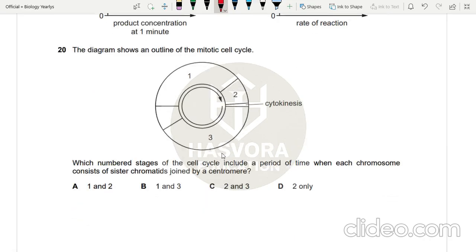So the second last question says the diagram shows an outline of the mitotic cell cycle. They have numbered the stages. Now you can have a look: if cytokinesis is taking place here, what will actually be the clue? It means that mitosis will be happening here, because we know cytokinesis is the end of the mitotic cell cycle. And if this is mitosis, then this will be the G2 phase, this will be the S phase, and the 3 will be G1 phase.